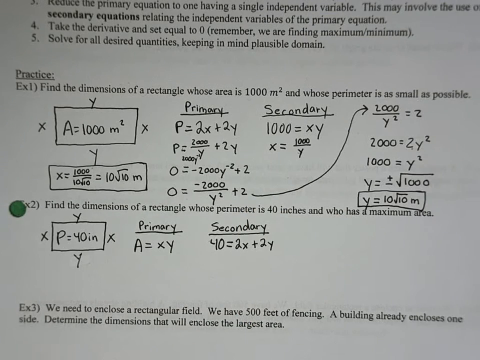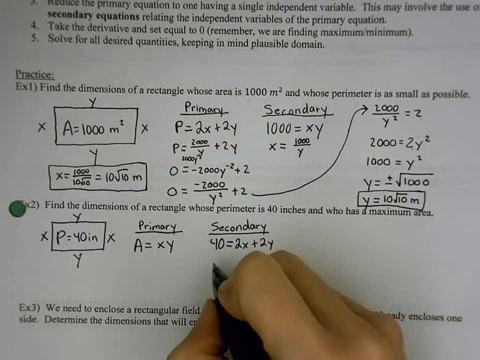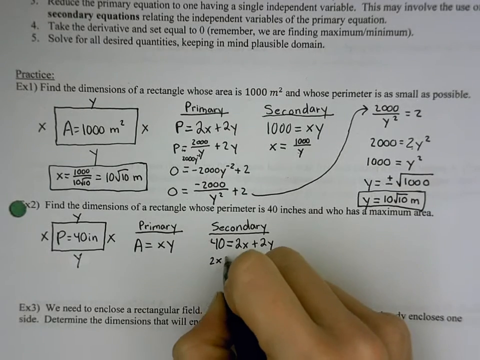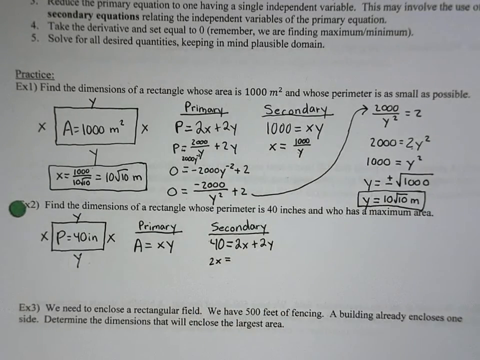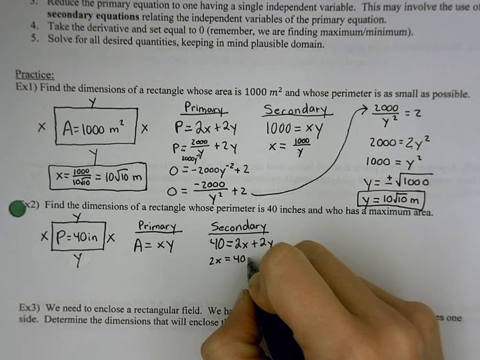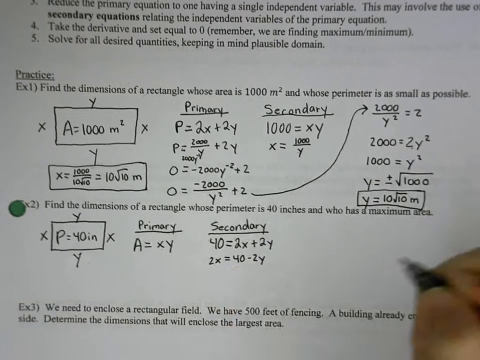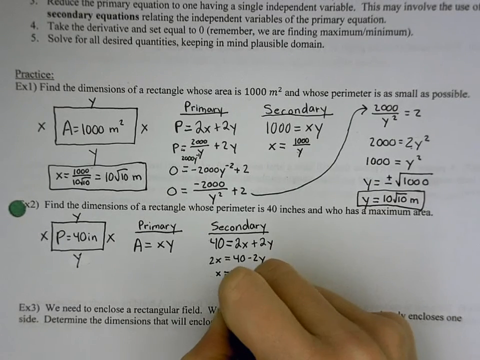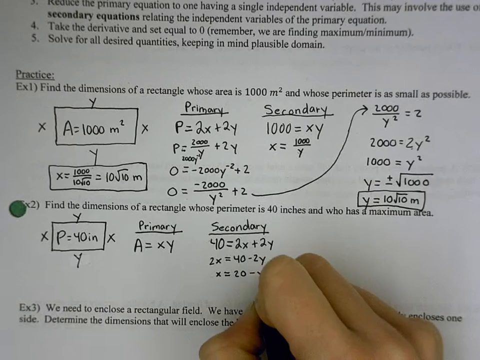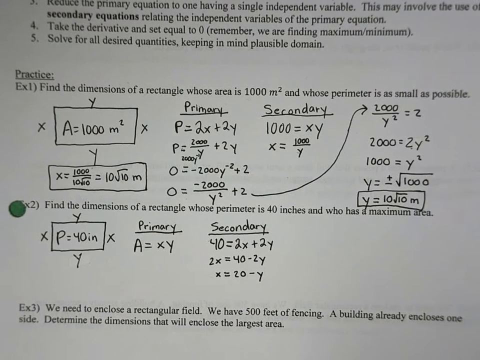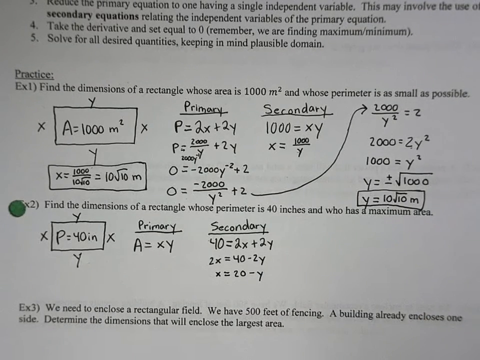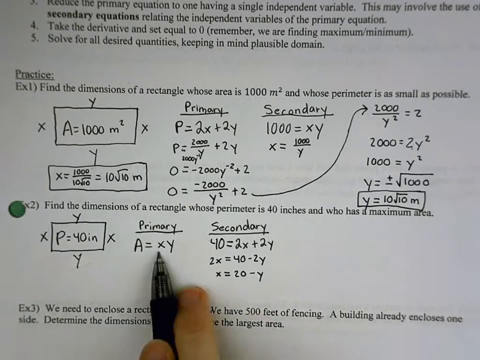Okay, again, it does not matter which one you solve for. You can solve for x or solve for y. I'm going to go ahead and choose to solve for x again. So I'm going to subtract this 2y over to the other side. And then I'm going to divide that 2 over. So we get 20 minus y as my x. And that then is what I'm going to plug in here.